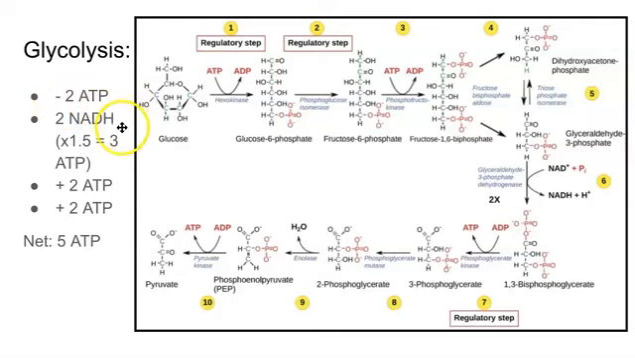We're going to form 2 NADH, which will later give us 3 ATP in the electron transport chain. We form 2 ATP here, and then another ATP. So we get 4 ATP, but our net product is 5 ATP from this process.